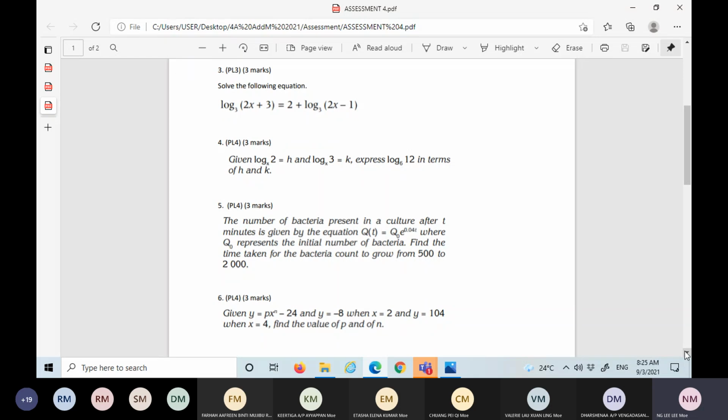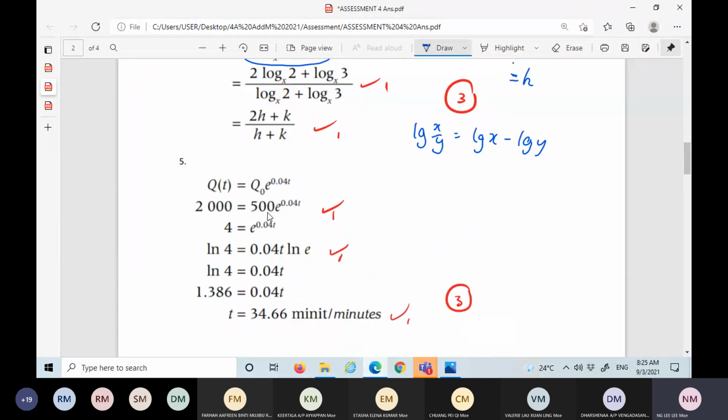Find the time taken for the bacterial count to grow from 500. This one is the initial, so Q0 is 500, to 2000. So the Qt now becomes 2000. So first step, you move the 500 to the other side. So 2000 divided by 500 is 4. Okay, then log both sides.